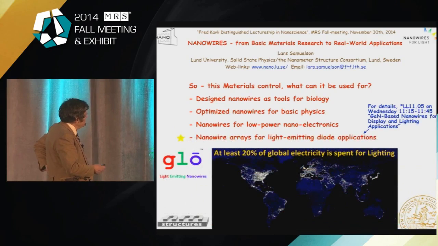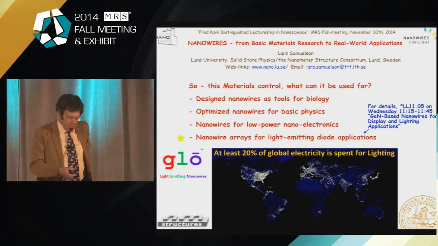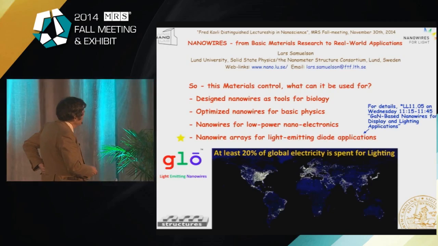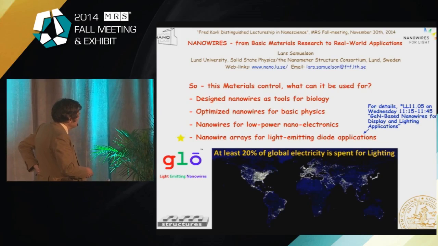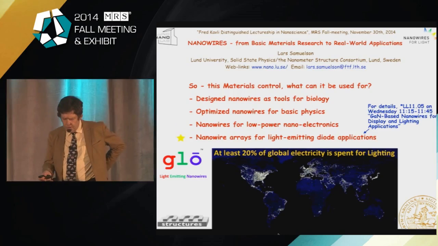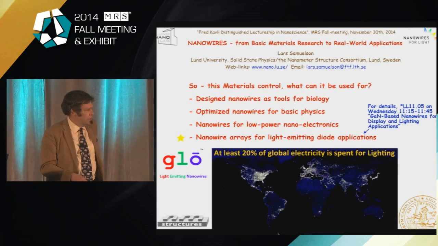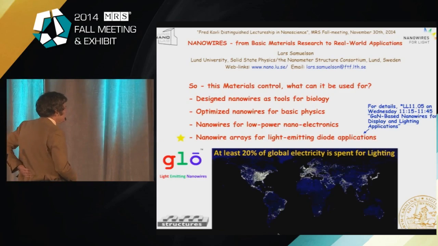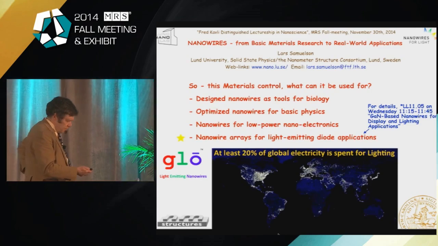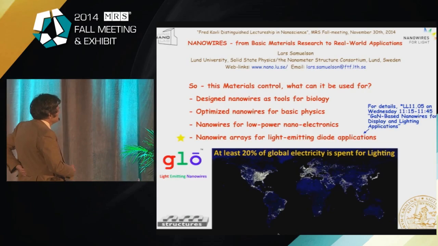So now to the more hardcore stuff related to applications in LEDs and solar. This is the effort of developing LEDs in nanowires. The background is, of course, that a very large part of electricity, more than 20% today, is spent on inefficient light generation. And if we can reduce that consumption by a factor of 2, it means a lot to the energy consumption. I'll show some of the things here.